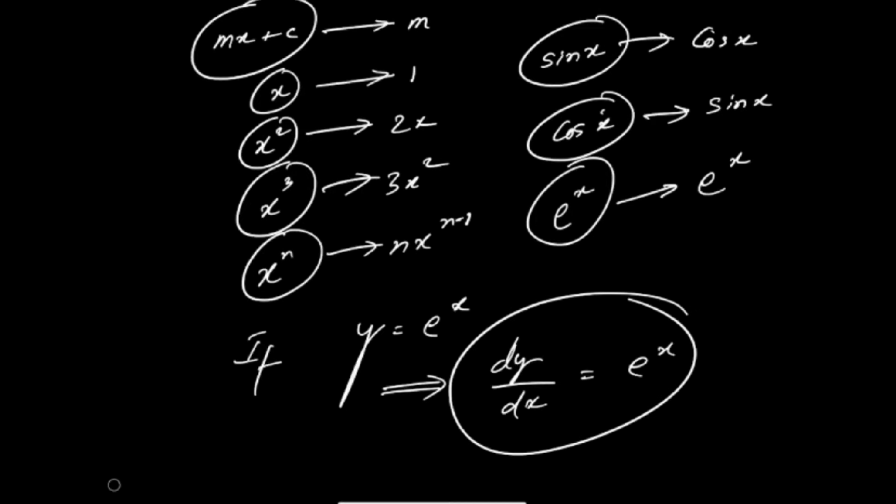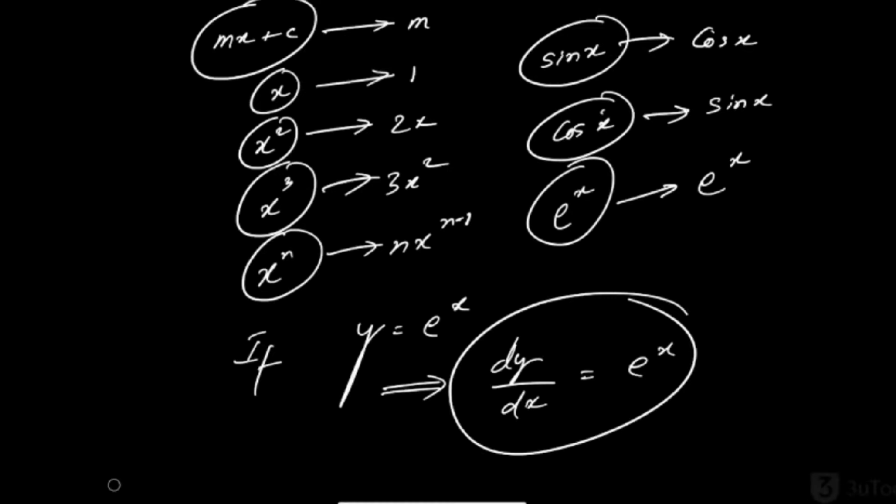That means what? E power x is a special kind of function whose slope is equal to its value. This function you will come across a lot of times in your syllabus, or maybe if I get time someday later, I will derive it. But for now, you remember that e power x is such a function whose slope is equal to its value.